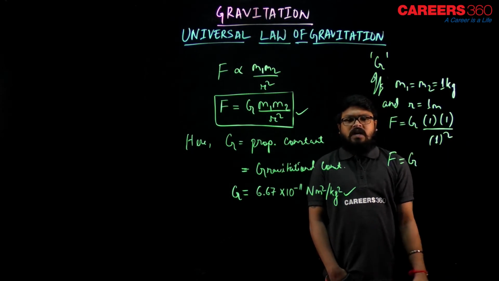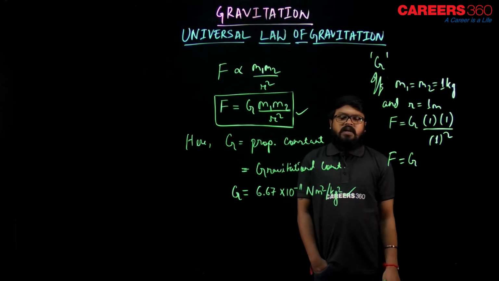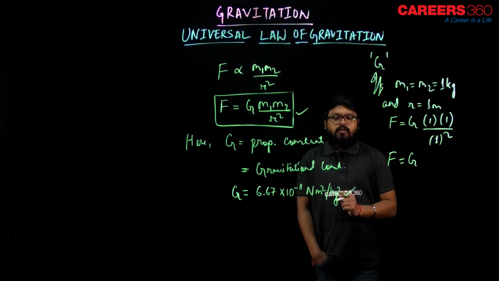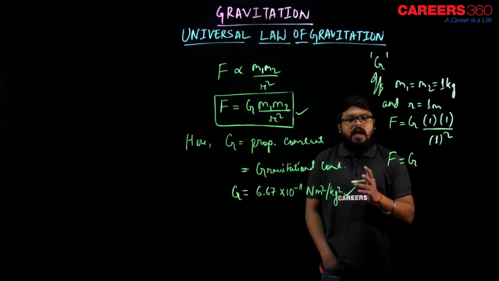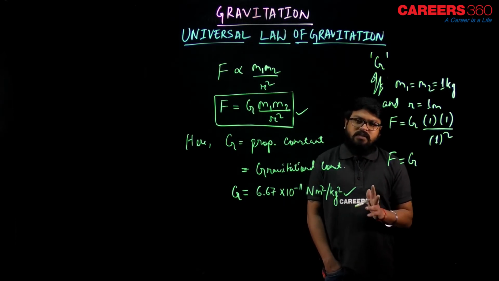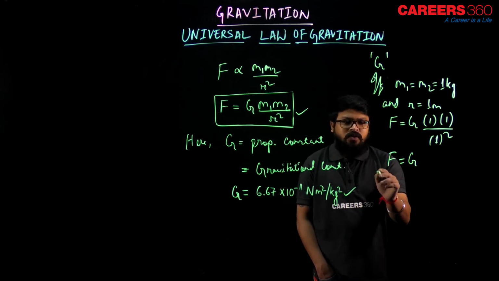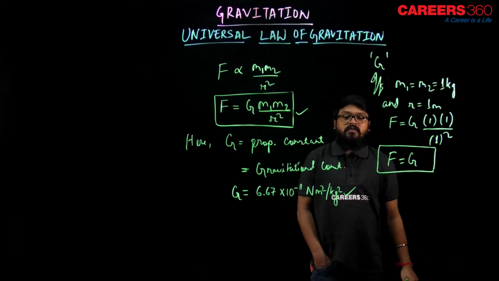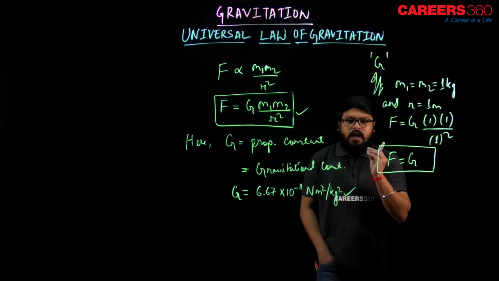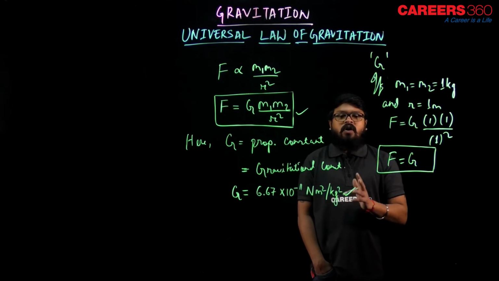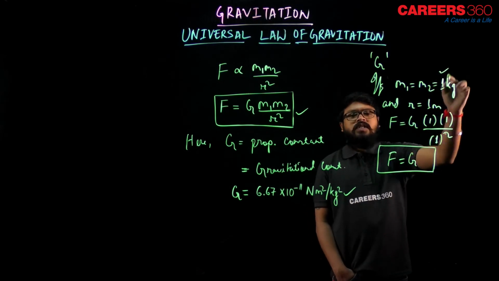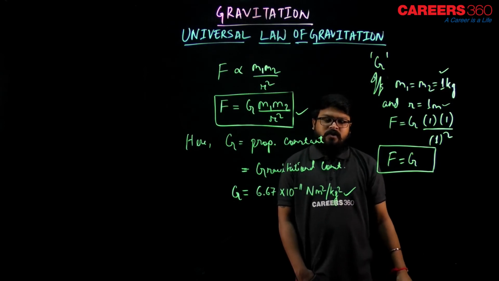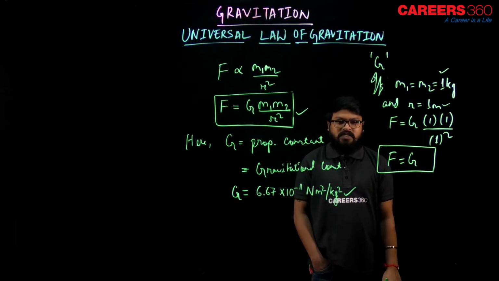So the universal gravitational constant is nothing but the force of gravity or attractive force existing between two bodies of unit masses and separated by unit distance. I hope that is clear to you. So gravitational constant G is nothing but the force of gravity acting between two bodies of unit masses, unit kg masses, and separated by unit meter distance from center to center. I hope that is clear to you, right?